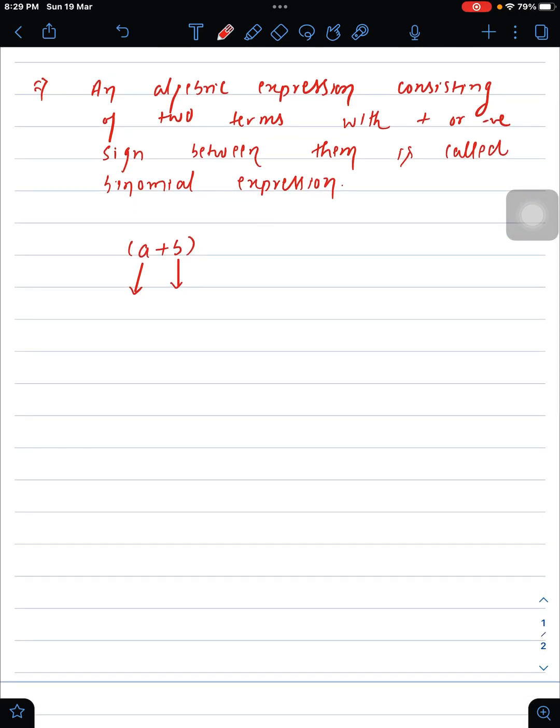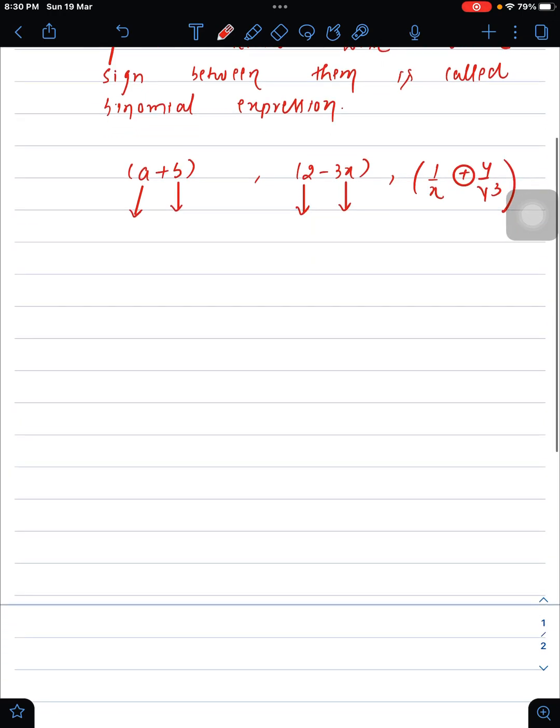Next example: 2 minus 3x. Here 2 is our first term and 3x is our second term, connected by the minus sign. So it is also a binomial expression. One more example: 1 by x plus 4y cube. It also contains two terms connected by a plus sign, so it is also a binomial expression.